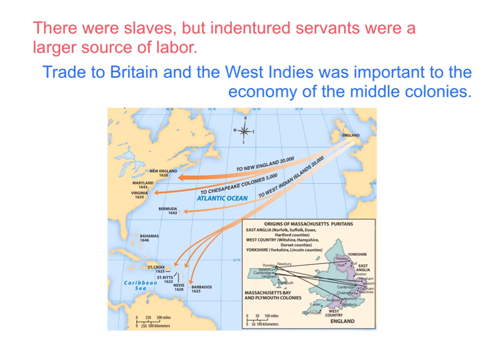Trade to Britain and the West Indies was also important to the economy of the Middle Colonies. Here's England over here, here's the West Indies down here, so trading to all these areas is where that triangle trade occurred. Of course, you would link Africa in that as well, but the whole point here is the trade between the North American colonies and England and the West Indies. These are all English colonies.